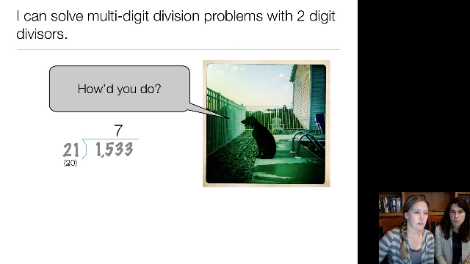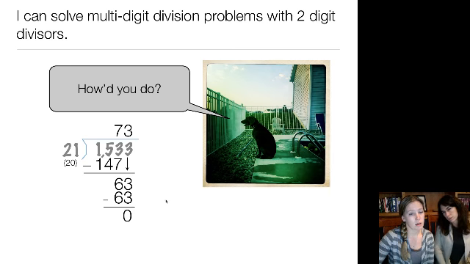So again, I'm not going to multiply 7 times 20. I'm going to multiply 7 times 21, and I end up with 147. When I subtract that, I end up with 6, and then I bring down my next digit. Now again, I'm thinking, how many times does 20 go into 63, roughly? 3, because I know 20 times 3 is 60. But when we multiply again, you multiply 3 times the actual number 21 and get 63 and end up with 0. So your answer should be 73. Hopefully you all got that.